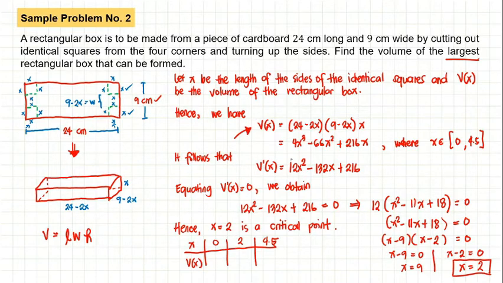So we will have, you substitute 0 here, so you will have 0, right? Next, you substitute 2. So that will be 25 and 2. So 200. So this is 200. And for 4.5, you will also have 0. And since we need to give the largest volume, we will take 200 as our final answer.